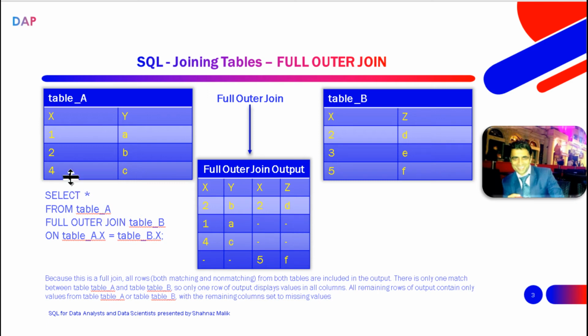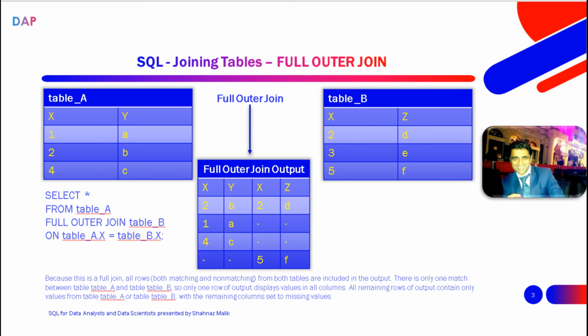Then if you take 4C, do you have any 4s here? No, so 4C will be taken from here and put here, and there are no matches, so it will be null. And then you have 5F, and there are no matches, no 5s here. So 5F will be here, with nulls in the other fields. Remember, because this is a full join, all rows, both matching and non-matching from both tables, are included in the output. There is only one match between table_A and table_B, so only one row of the output displays values in all columns, and that is this one. All remaining rows of the output contain only values from table_A or table_B, with the remaining columns set to missing values, as I have shown you here.